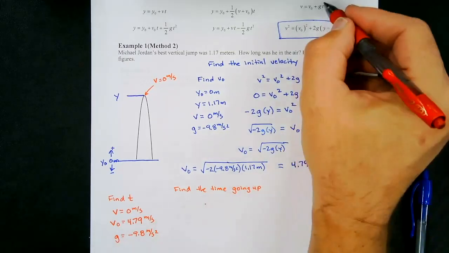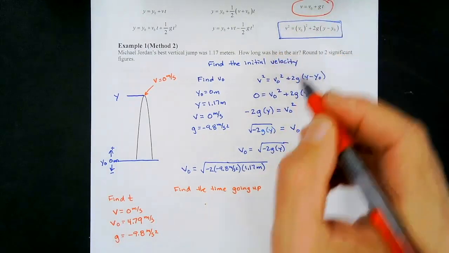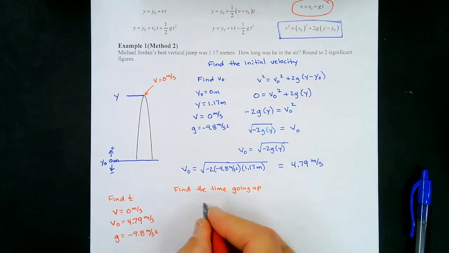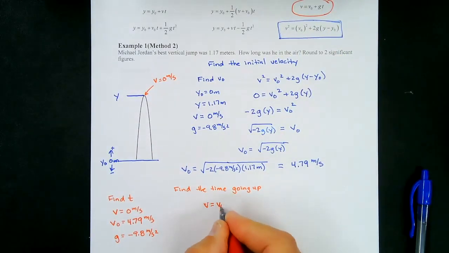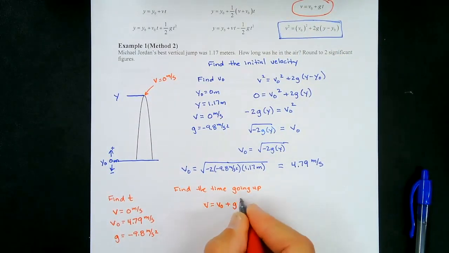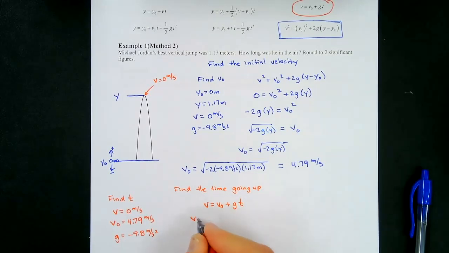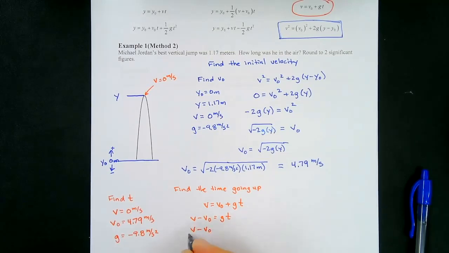And I'm going to now use this equation to figure it out. Okay, so v is equal to v sub 0 plus gt. That means v minus v sub 0 is equal to gt, which means v minus v sub 0 over g would have to equal t.